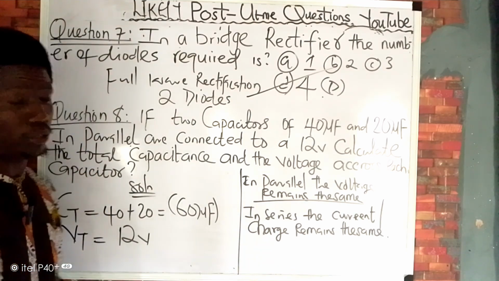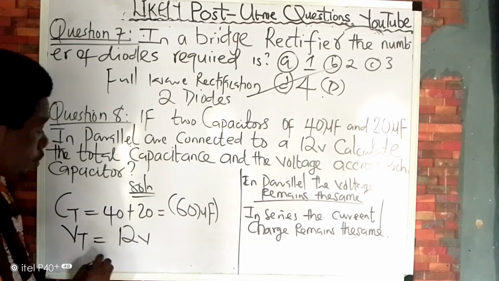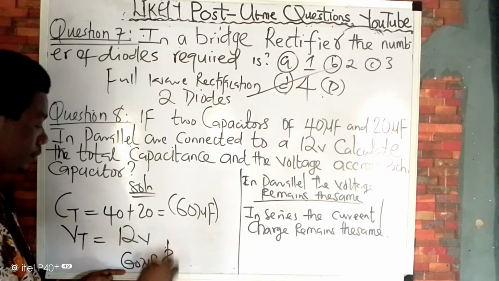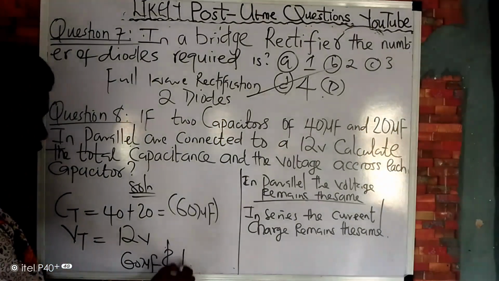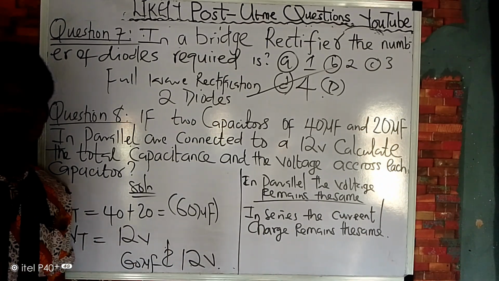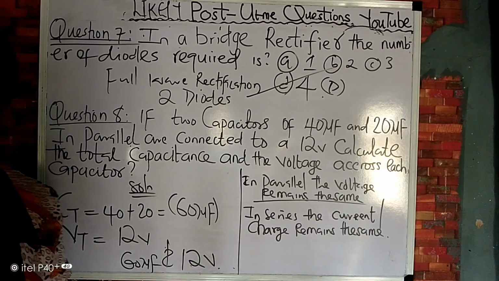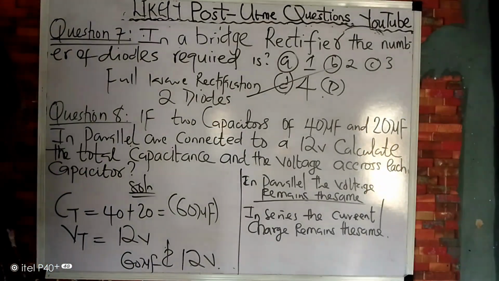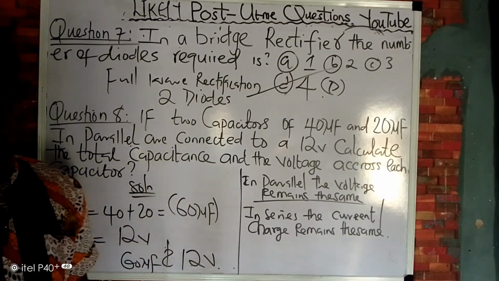So according to this question, the answer is what? Total capacitance is 60 microfarad, and the voltage across each capacitor is what? 12 volts. So we do not need to solve because the voltage remains the same. Thank you. Now, we have two more questions before we call it a day.